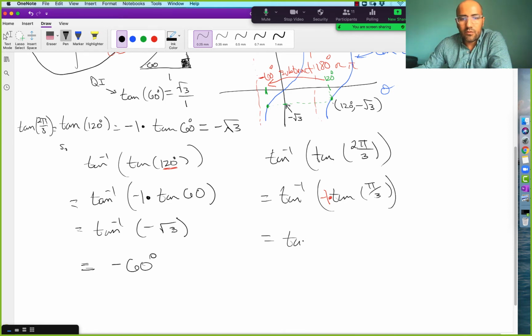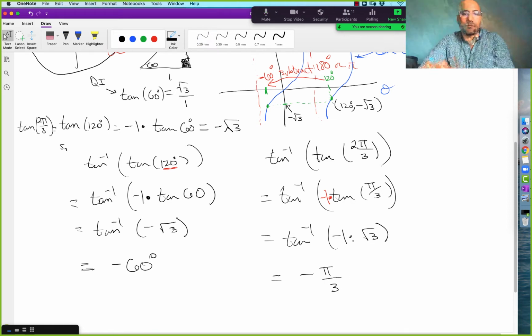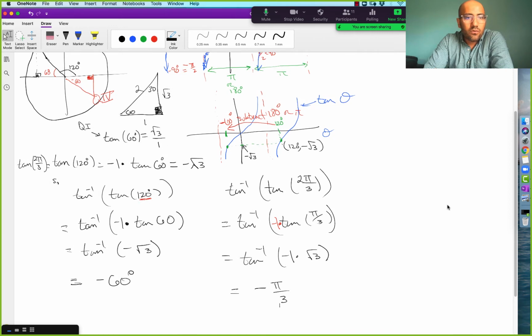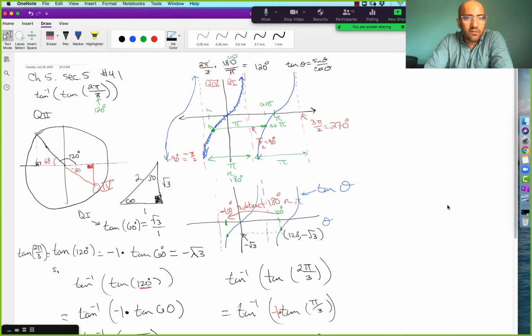Which then gives you tangent inverse of negative 1 times root 3. And so this is going to give you negative pi over 3. So negative 60 degrees can be written in radians as negative pi over 3. Yes, negative 60 degrees is negative pi over 3 radians. Okay, so this is a really hard question to get the subtleties.